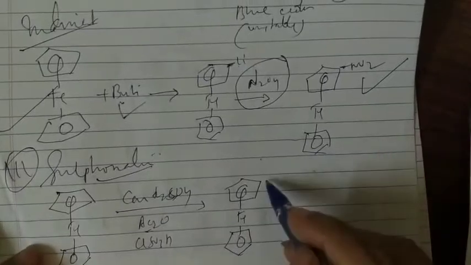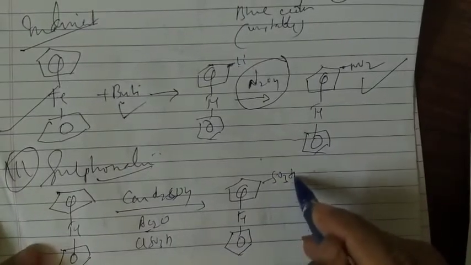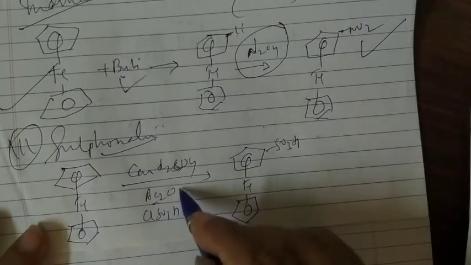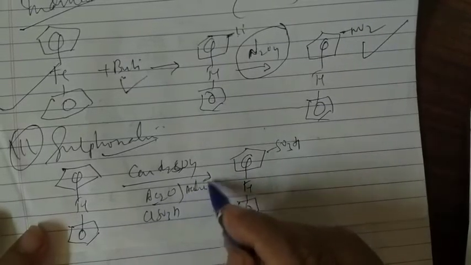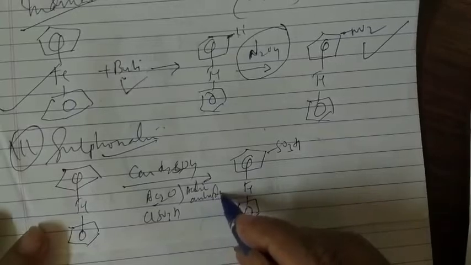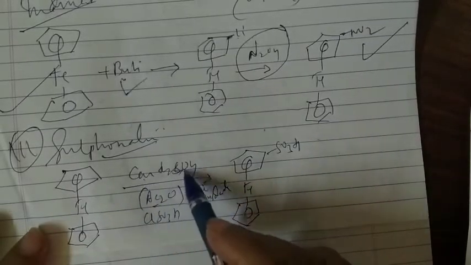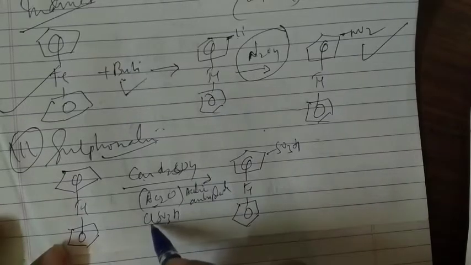like this. So you are going to get this SO3H. This is the sulfonation. So this is Ac2O, acetic anhydride. So this is in the presence of acetic anhydride, concentrated sulfuric acid, and chlorosulfonic acid, ClSO3H.